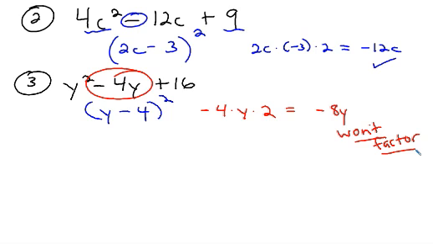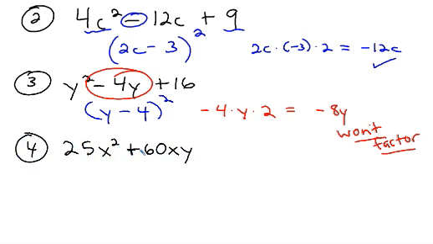All right, let's do one more. I wanted to do one more that had more than one variable in it, just so that you saw one. We don't do it any differently. 25x squared plus 60xy plus 36y squared. So again, there's three terms. Since there's three terms, we're thinking it's the square of a binomial.